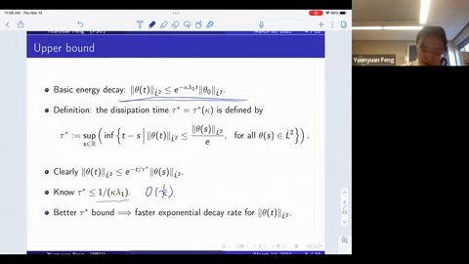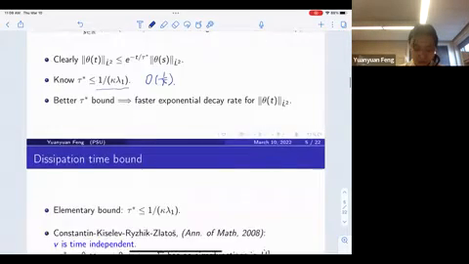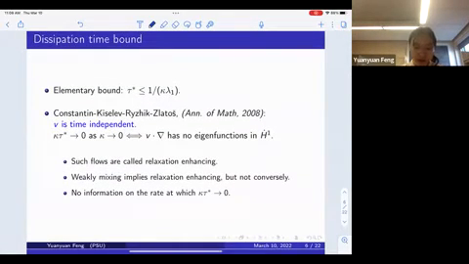Or we can say this upper bound is of order big O of 1 over kappa. And we can see that a better bound of tau star would improve things. By this definition, a better bound of tau star will imply a faster exponential decay rate for the L2 norm. So next, we would study the bound for the dissipation time tau star. For tau star, we have the elementary bound, which is 1 over kappa times lambda 1.